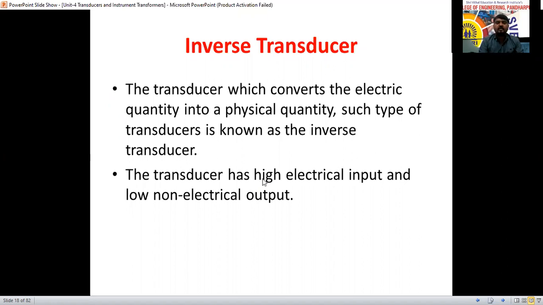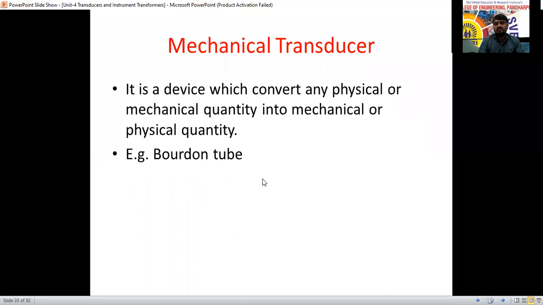So the last point, that is electrical transducers and mechanical transducers. Just now we have discussed the physical transducer, primary transducer and secondary transducer. The same definition is there for the mechanical transducer. The primary transducers are also called mechanical transducers. In this one, we are converting the physical quantity into mechanical quantity. A mechanical transducer is a device which converts any physical quantity into mechanical quantity, or mechanical quantity into physical quantity. That is called mechanical transducers.